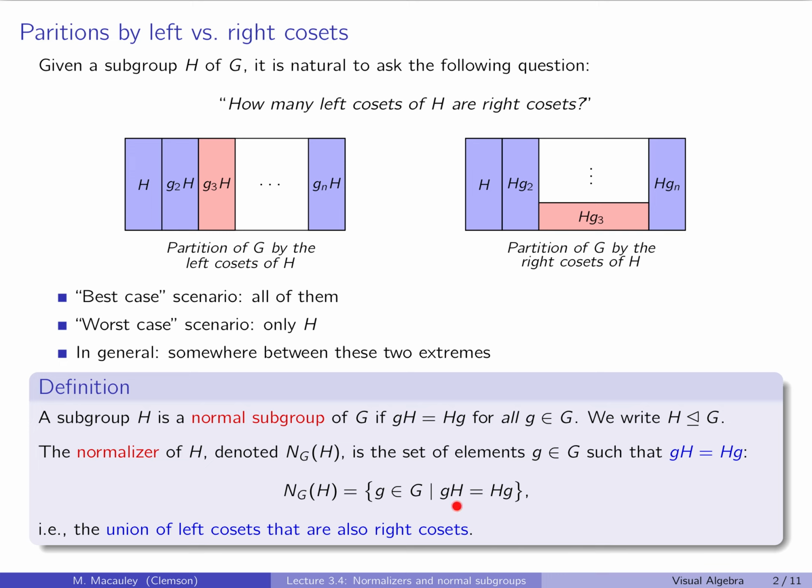Here it is formally. How you should think about this is the normalizer is the union of the left cosets that are also right cosets. So up here, given this subgroup H, the normalizer consists of all elements that are in blue boxes. Notice that a subgroup is normal if and only if all of the boxes are blue. In other words, if every left coset is a right coset.